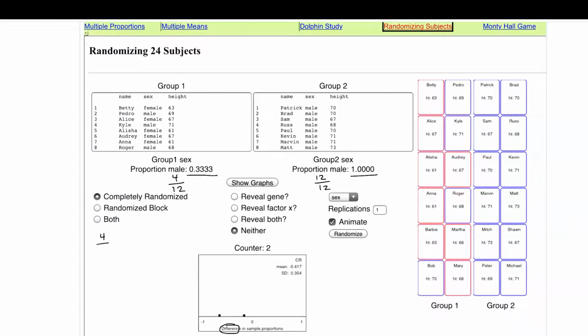And then again, the difference in the proportion of men is 4 out of 12 minus 12 out of 12. That is negative 8 out of 12, or negative 0.667, and that's where this dot is right here at negative 0.667. And now the mean is the average of the first value difference we got, negative 0.167, plus the second one, negative 0.667, and divided by 2.